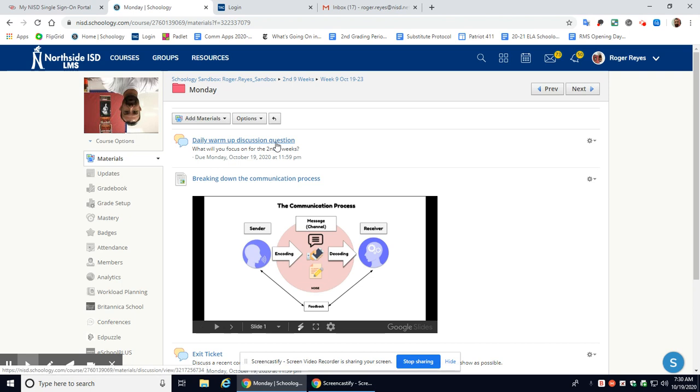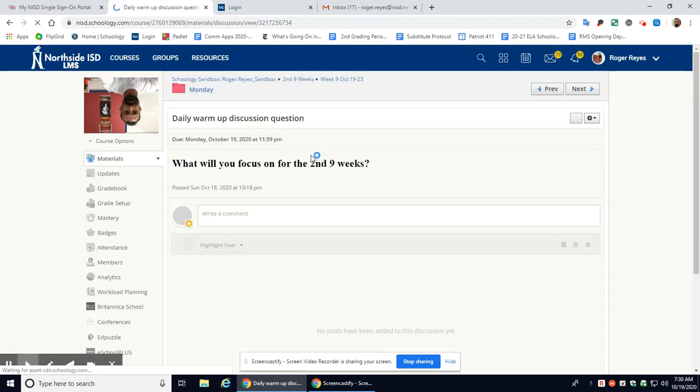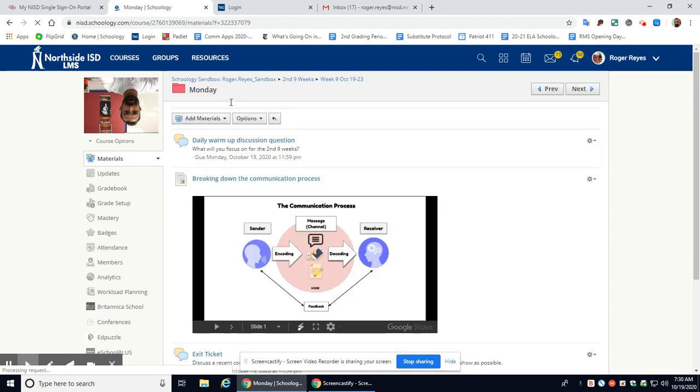In Monday's folder, we have our daily warm-up discussion question. It says, what will you focus on for the second 9 weeks? So tell me what's going to be your focus for the second 9 weeks. Type in your comment, hit post, and you're good. Go back into Monday's folder.